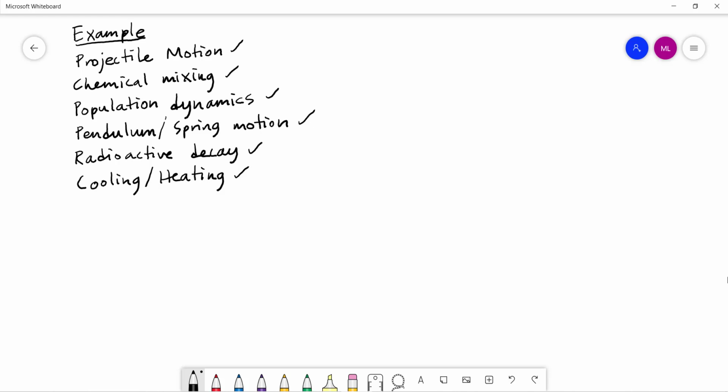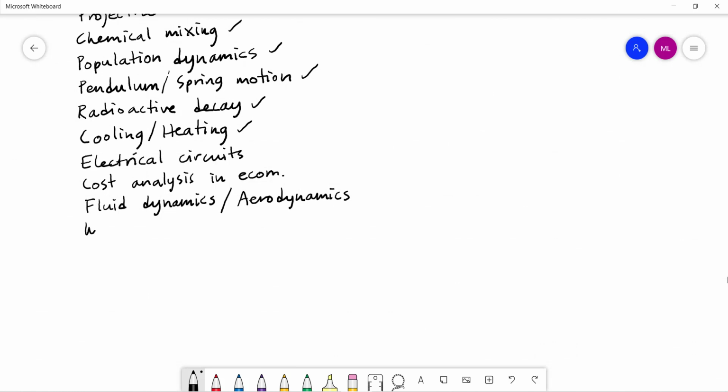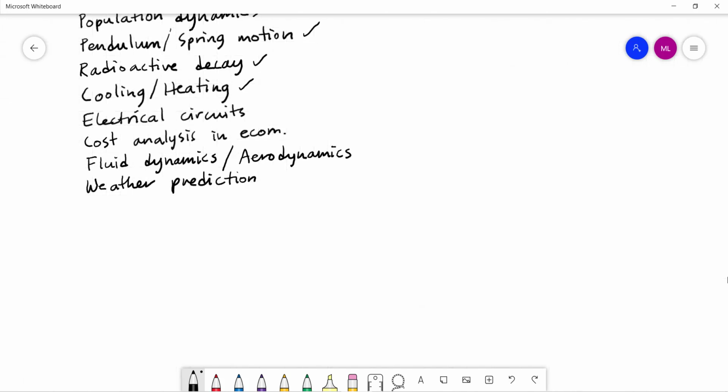But there's a lot of other things that get increasingly complicated. So it turns out you can model electrical circuits. Maybe we'll have time to do that. I'm not sure. Things like cost analysis in economics. So for like a business, for example. Fluid dynamics. So modeling the motion of fluid, and that includes things like also aerodynamics. That fluid happens to be air. So this extends to things like weather prediction, things like combustion can be modeled. Like there's so many things.